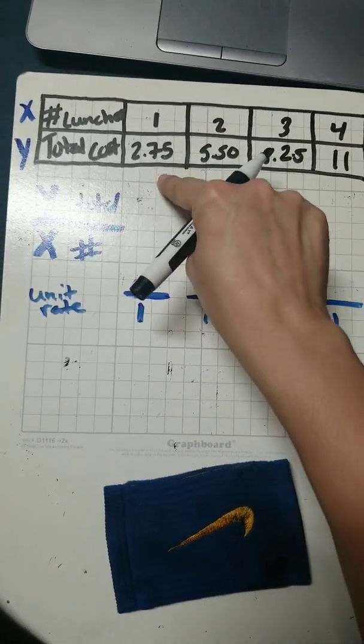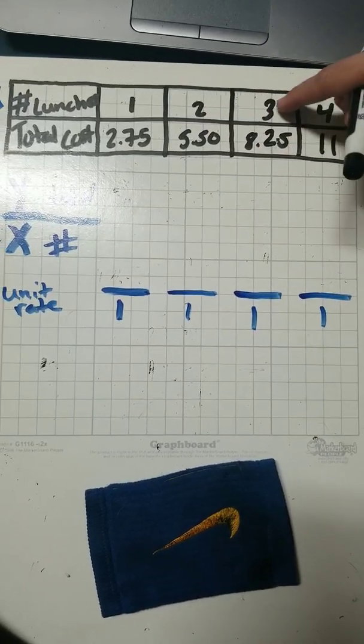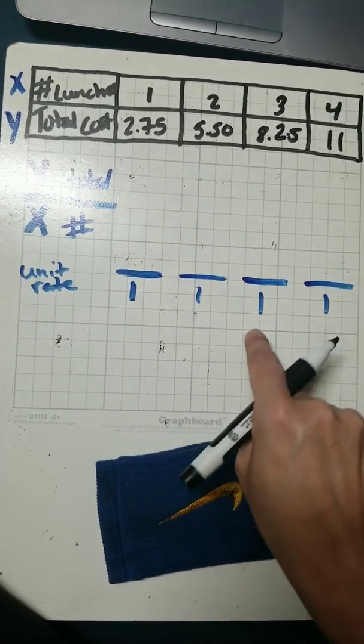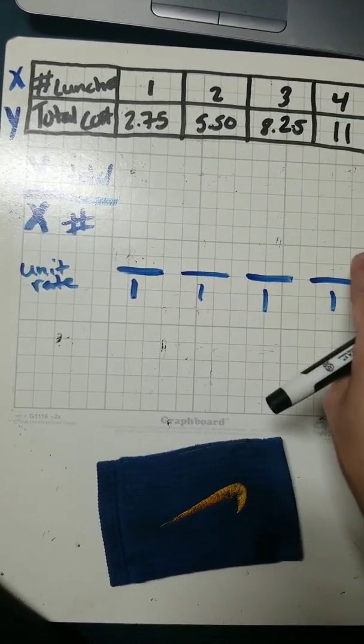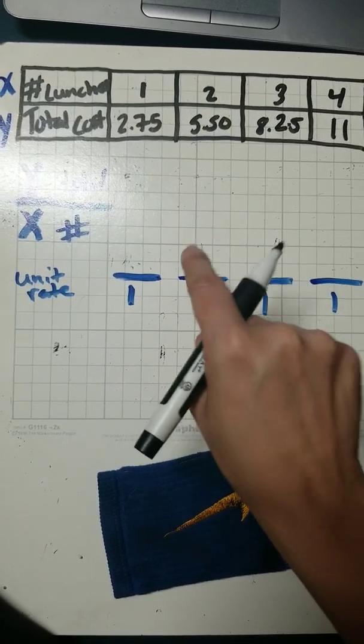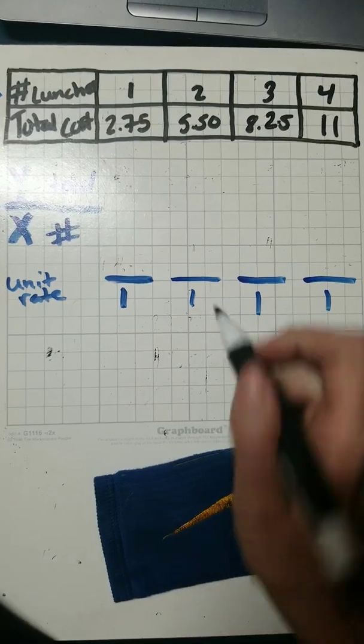So we're going to divide 275 by 1, 550 by 2, 825 by 3, and 11 by 4. If the unit rate comes out to be the exact same for all 4 operations, then it is proportional. If the unit rate is different for any of the 4, then it is non-proportional.